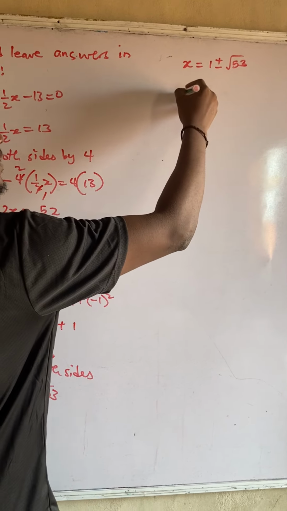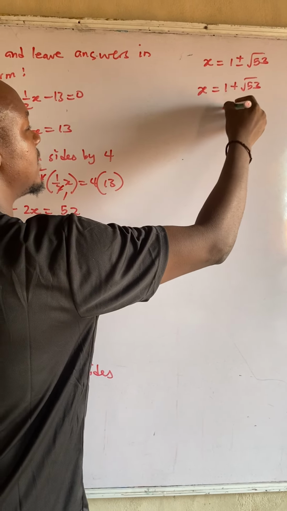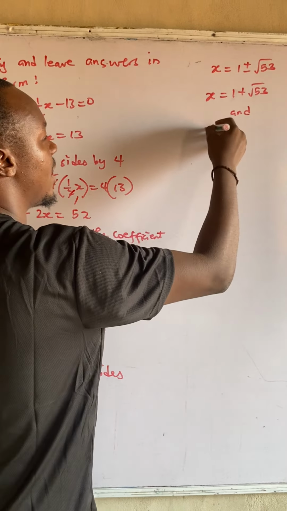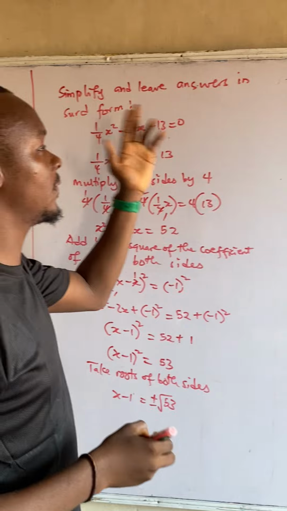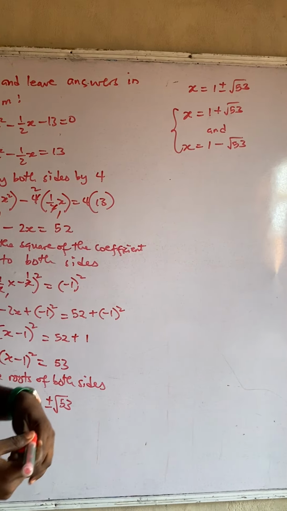Therefore, our answer will be x equals 1 plus square root of 53 and x equals 1 minus square root of 53. We're told to give the answers in short form. Therefore, these will be our solutions.